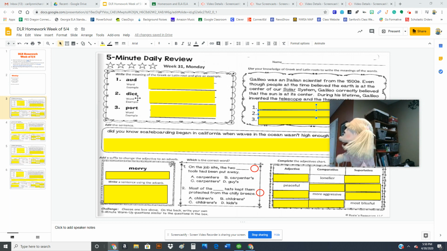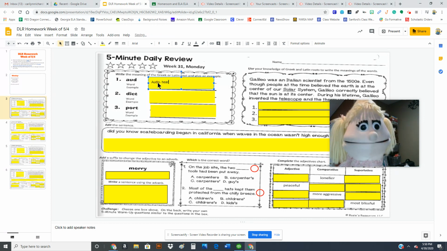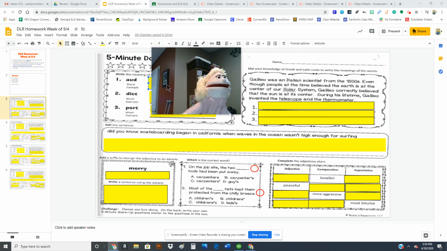The first section says write the meaning of the Greek or Latin root and give an example. So the first one is odd. I'm going to start out by writing an example of a word using that root. The first word that comes to mind is audio. And then I'm going to write the meaning of the root. It means hearing or sound. That's how you do that section for each one. You have the Latin root, you give an example, you write what it means. Easy. I'm going to move my puppet face all the way up here now.